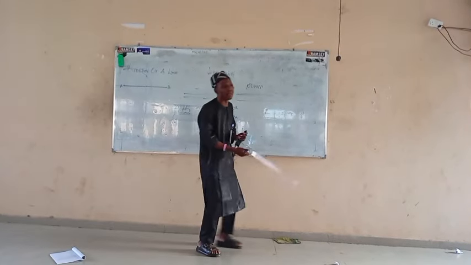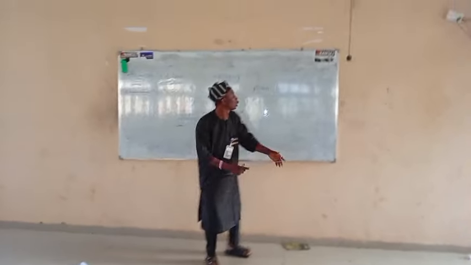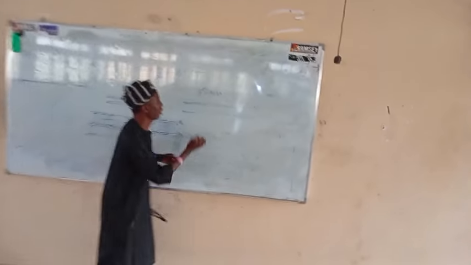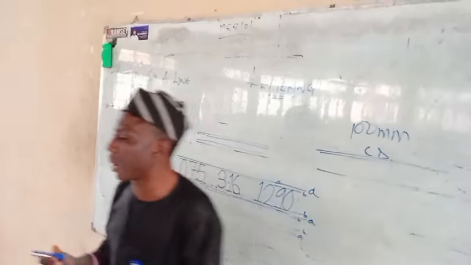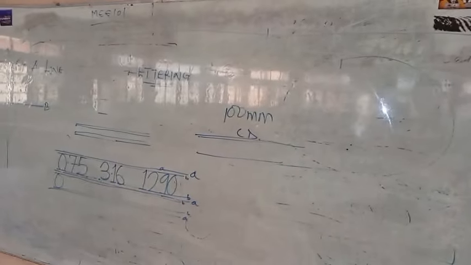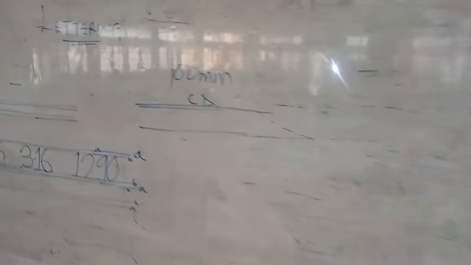So now I'll give you an assignment. Draw a line CD of length 100 millimeters and bisect. Let me see. You can post it.